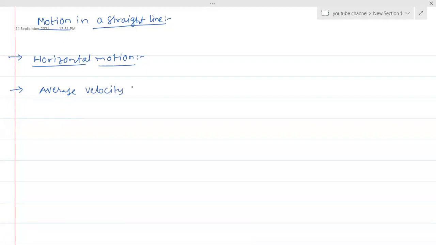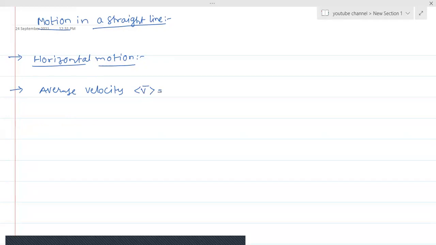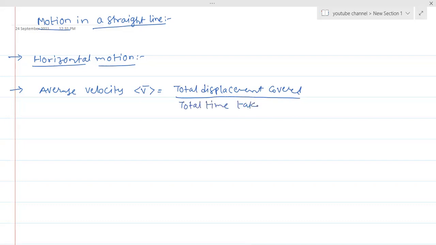Average velocity, generally, we will take as V bar. V bar is equivalent to the ratio between total displacement covered by total time taken. So this is one way of approaching the average velocity. Average velocity equals total displacement covered by total time taken.